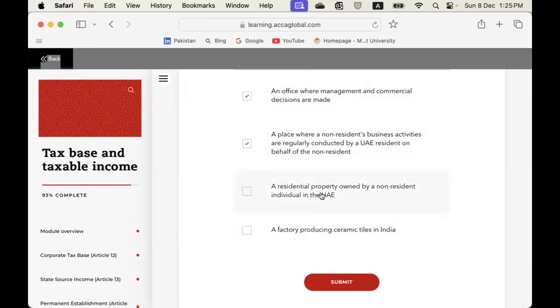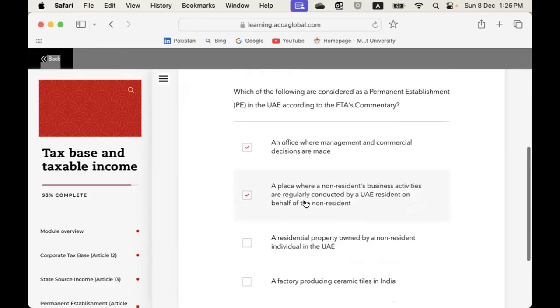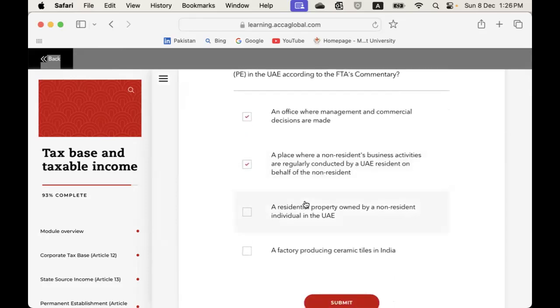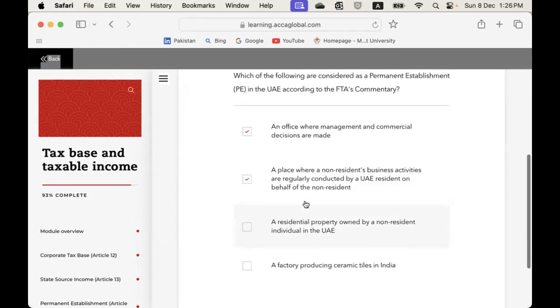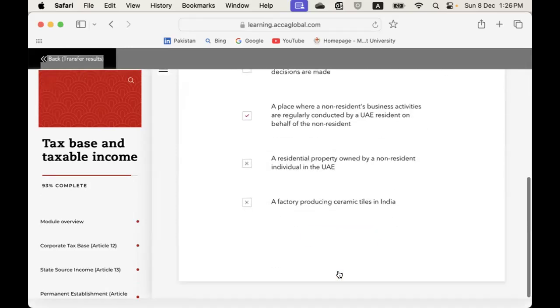No. A residential property owned by a non-resident individual in the UAE. I think no. It is no. Why? Because this is not permanent. It is UAE sourced income, not permanent establishment.